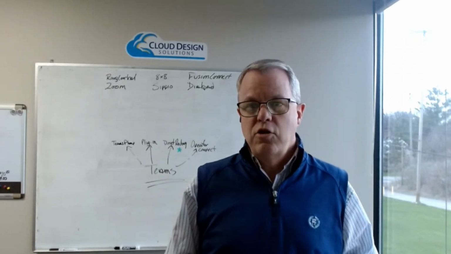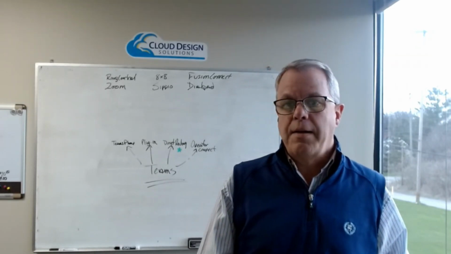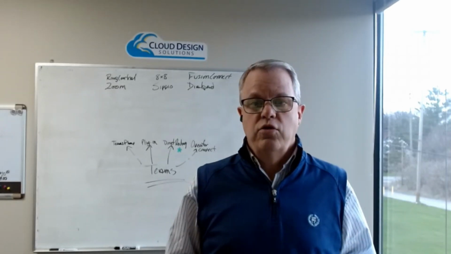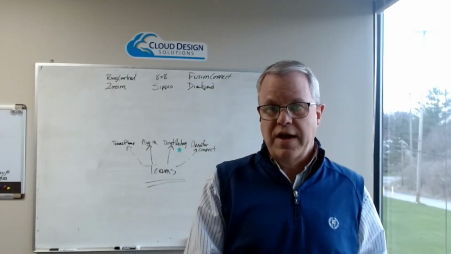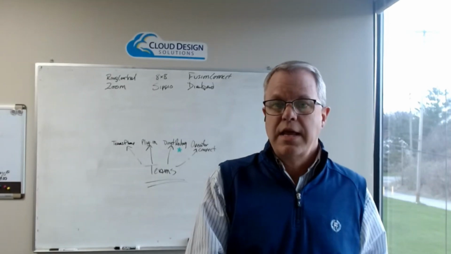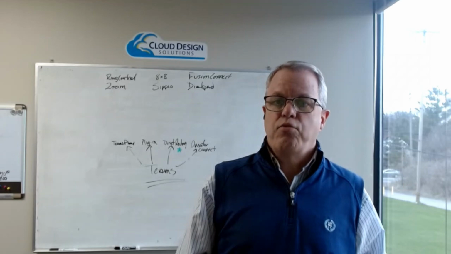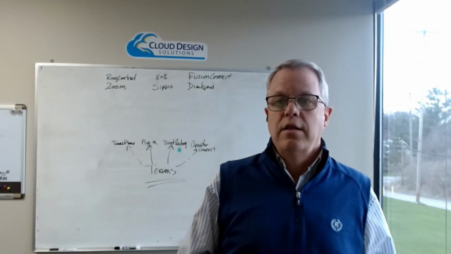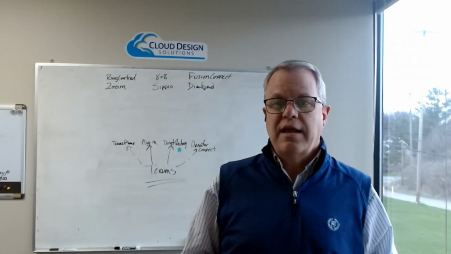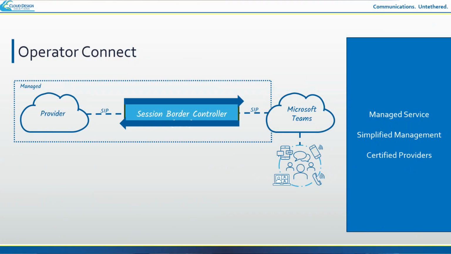And then finally, the newest option is something called Operator Connect. Operator Connect allows you to use a subset of those providers out there that need to be certified. And it's companies like Call Tower, 8x8, Scipio, and Fusion Connect. They've pre-integrated their network so that the Operator Connect provider is acting as a carrier for Microsoft Teams, basically replacing that calling plan that we talked about before.